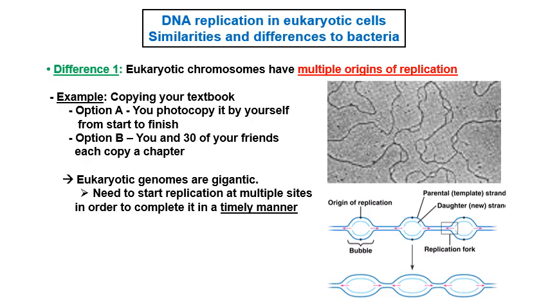To do a task of copying your entire textbook, you can sit down by yourself and try to copy it by hand, but if you divide the task among at least 30 of your classmates, you can copy it a lot faster. So the idea here is to divide and conquer.